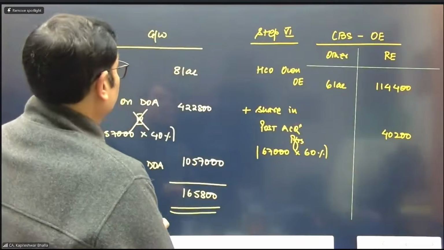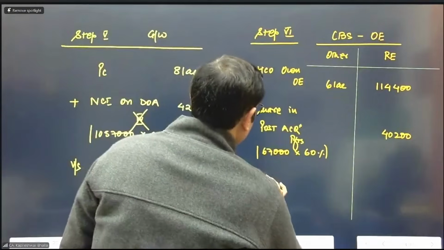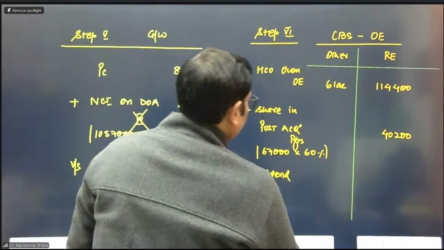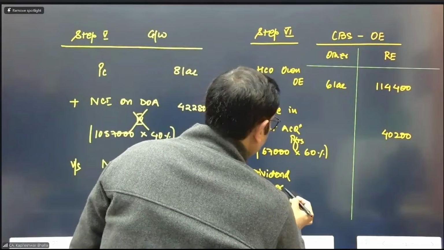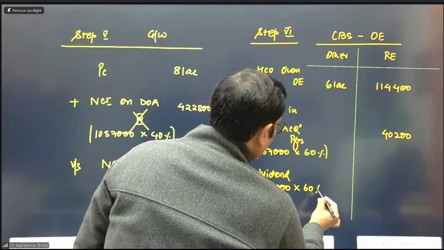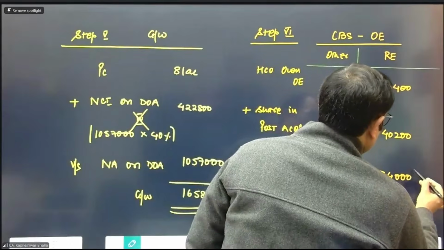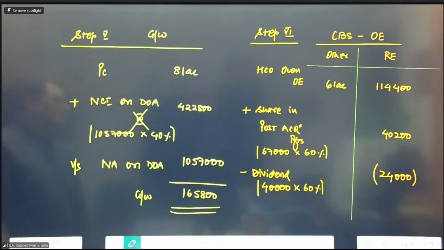And then we need to consider stock reserve, which is not there. We just need the dividend elimination. So the dividend which they received, I guess, was 40,000. 60% belongs to the parent company. That's 24,000. It's not an income from the group point of view. And I think that's it.